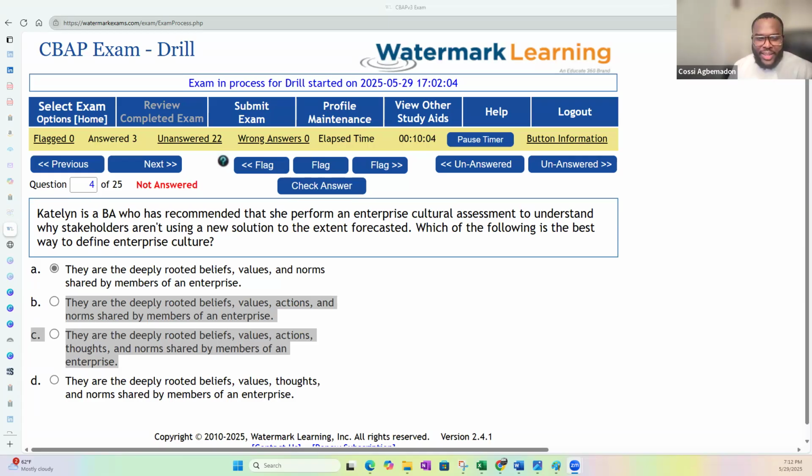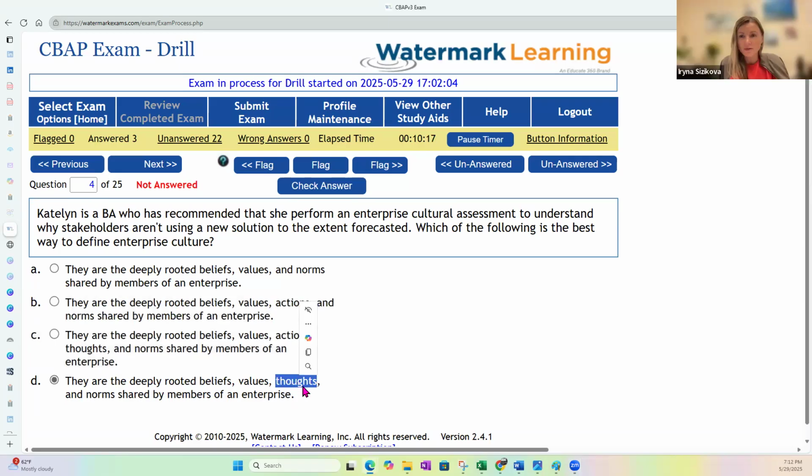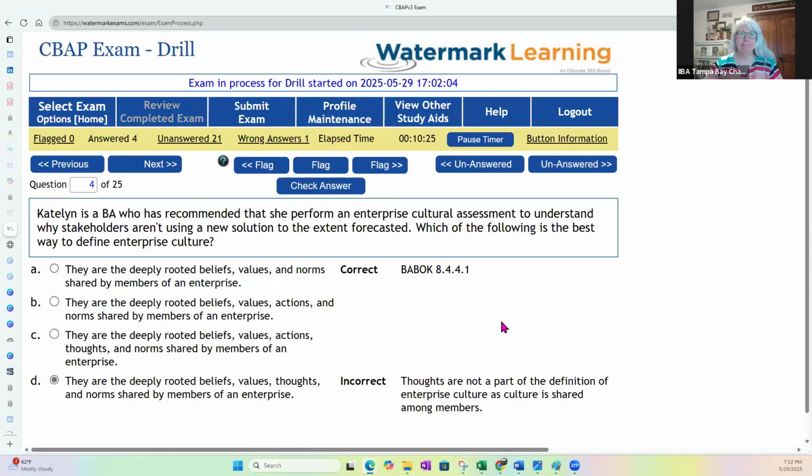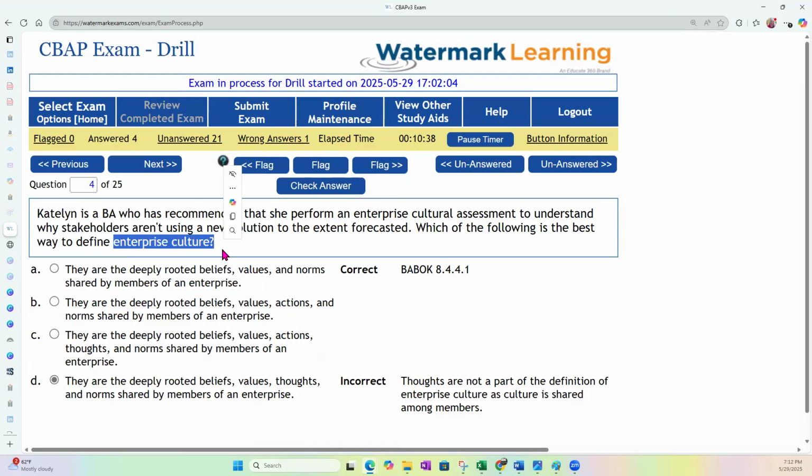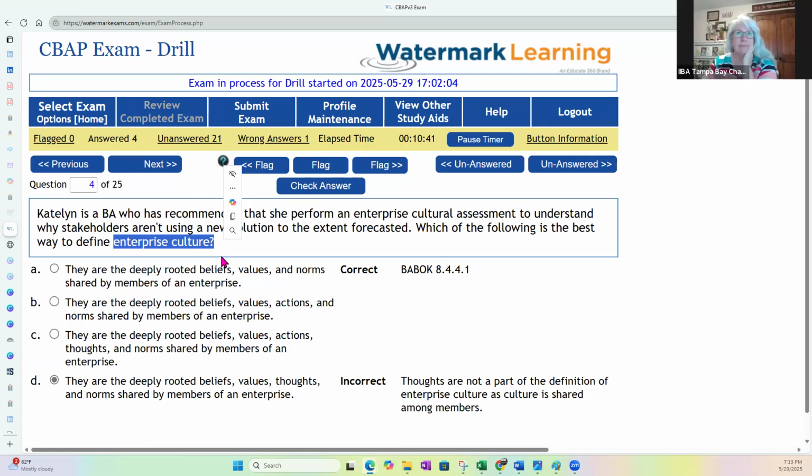I can be wrong, but I'm tempted to go with D instead. Why do you like D better, Kasi? I feel like for me, it leads more to action than A. It's thoughts. Okay. Let's check. Let's test it. Thoughts are not part of the definition, and it is deeply rooted beliefs, values, and norms. That is the definition of enterprise culture. Okay, only these three. Yes, only these three.